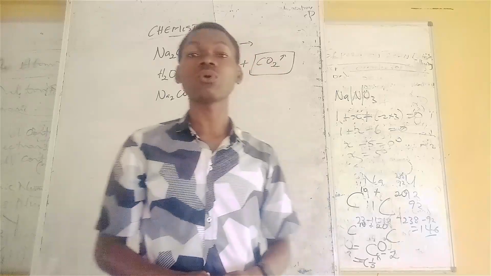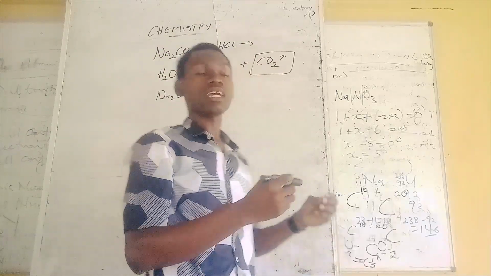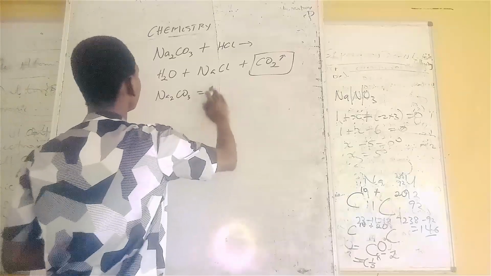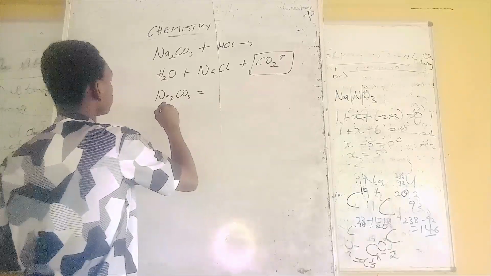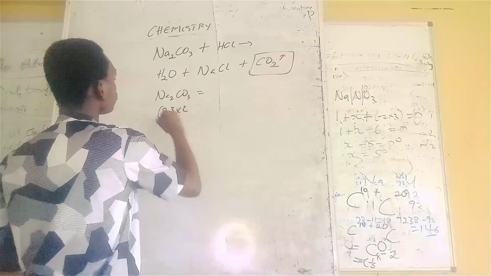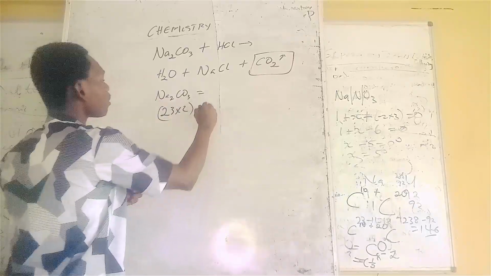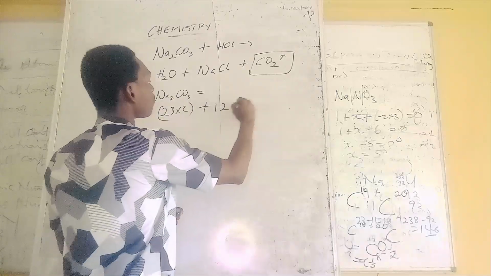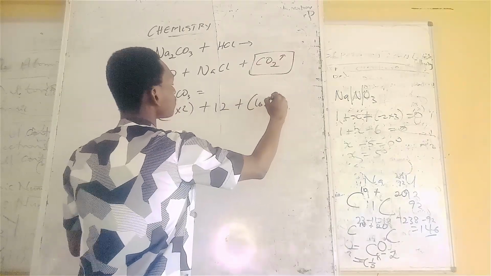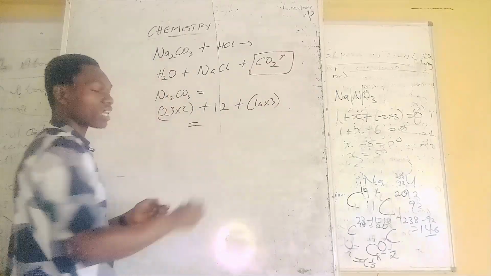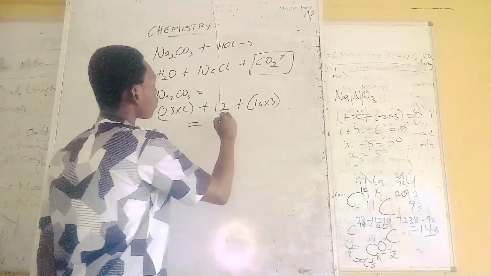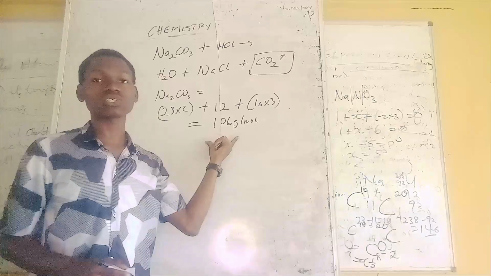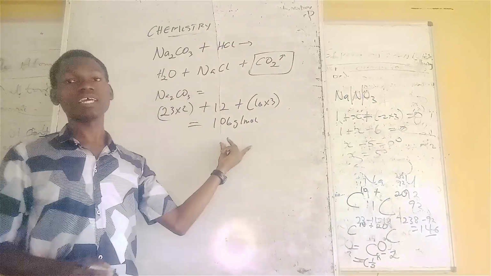So simply, we have to calculate the relative molecular mass of sodium carbonate, which is sodium, 23 times 2, since sodium is appearing twice, plus carbon, which we know is 12, plus oxygen, which is 16 times 3. So our answer there is going to be 106 grams per mole. So this is the molar mass of sodium carbonate here.